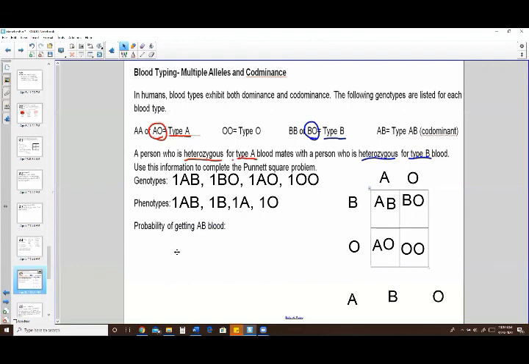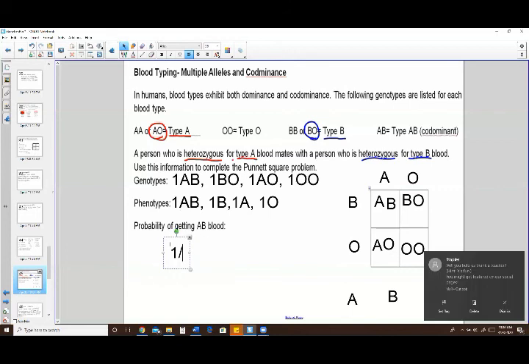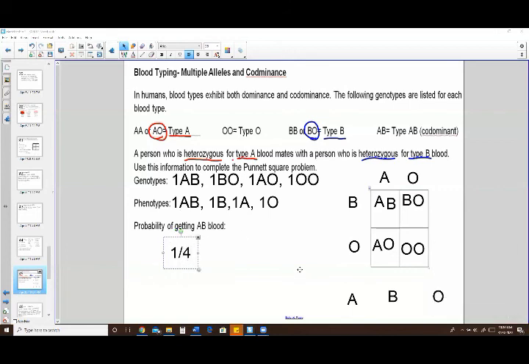Okay, and then for this problem, I wanted the probability of getting AB blood. So I got 1 type AB out of the 4 possibilities, which percentage-wise would be 25%.